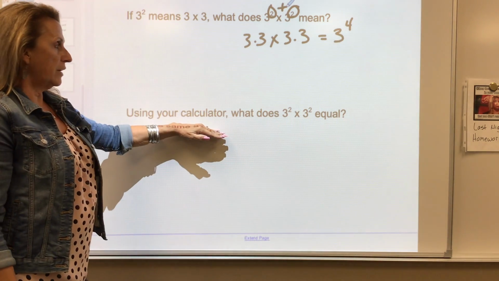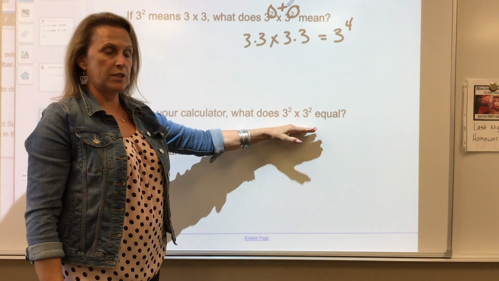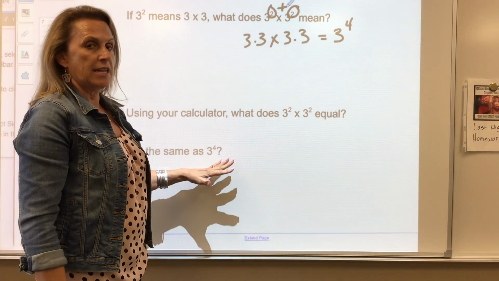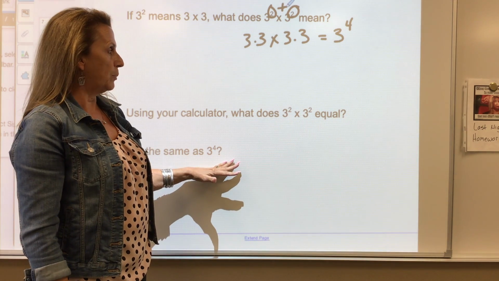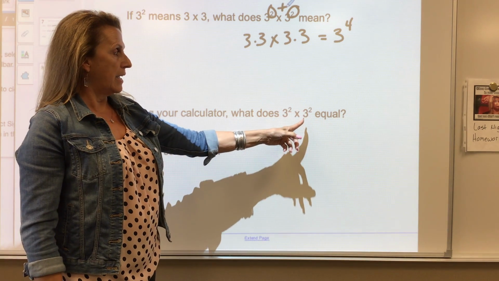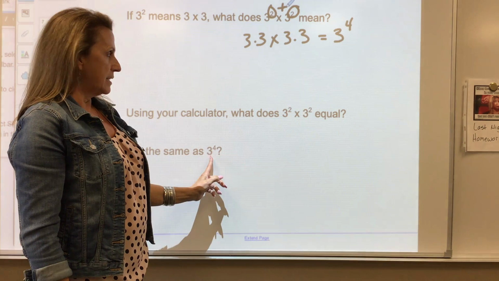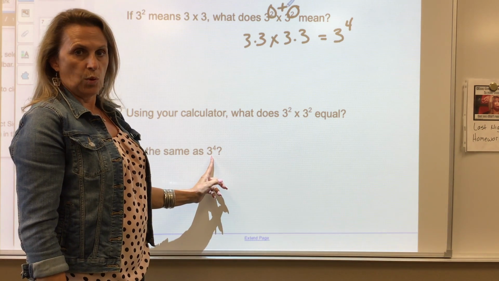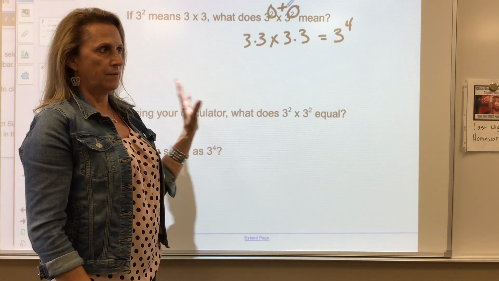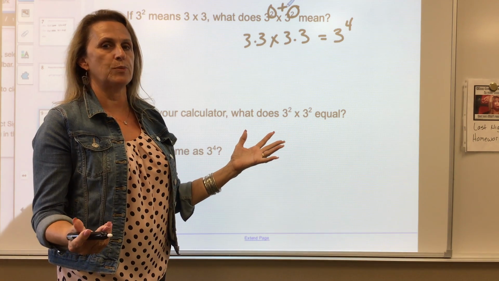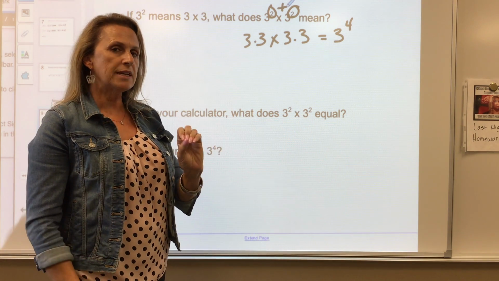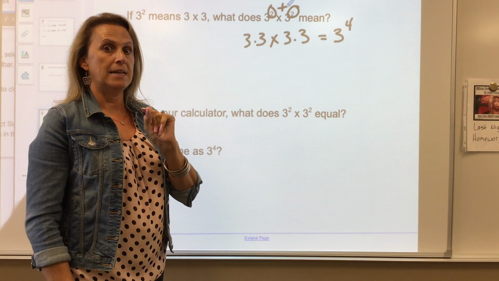If you took your calculator and did 3 squared times 3 squared, you would get the same thing as 3 to the 4th. You can test me on that on your calculator, but this is 9 times 9, and if I broke this down, it also is 81. So the reason that you can add your exponents is you're just counting how many of those bases you have. The trick is, though, the bases have to be exactly the same.